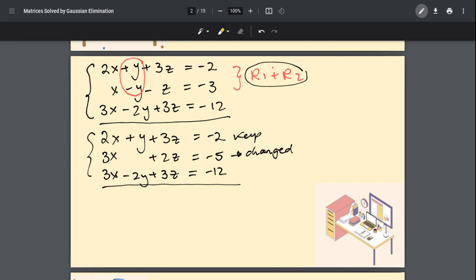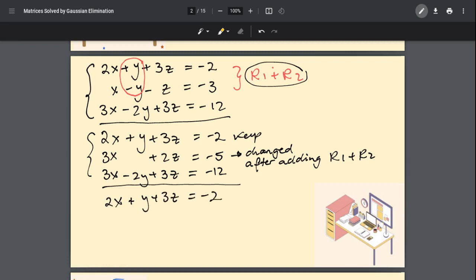Okay? After adding row 1 and 2. That's where the change happened. And what happened exactly? Y disappeared. So now on the second equation, I'm down to 2 variables, which will make it easier for me to find out what they represent. So I'm going to go ahead and keep the first one as it is.